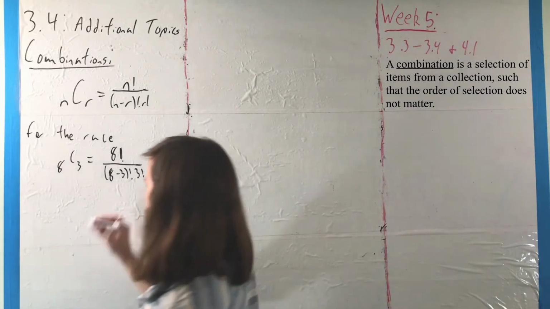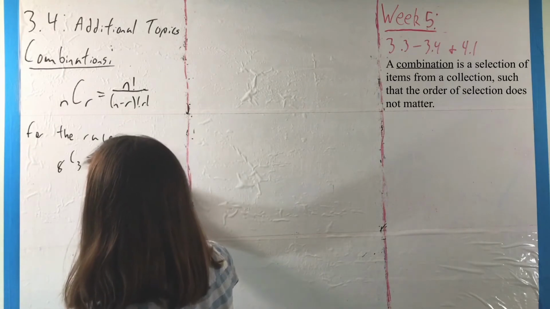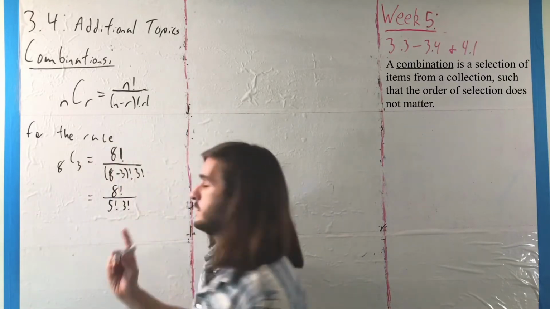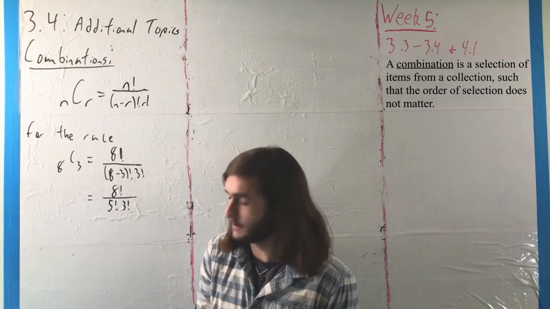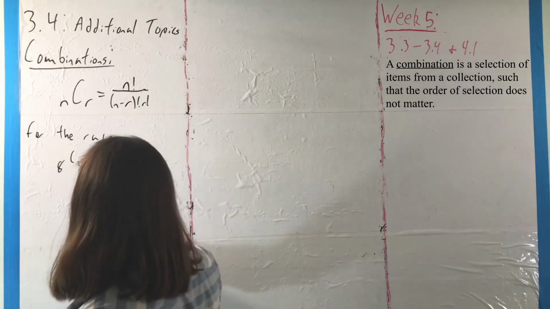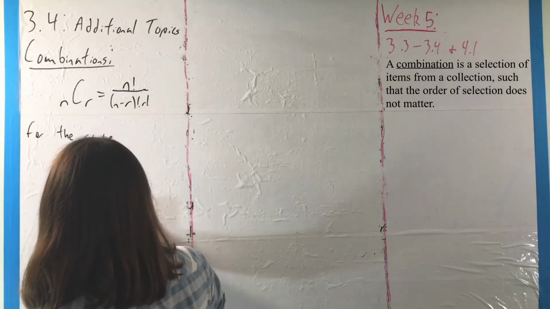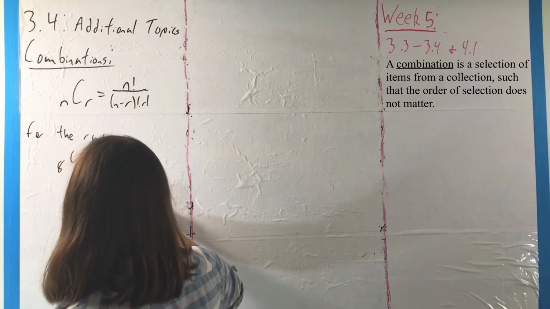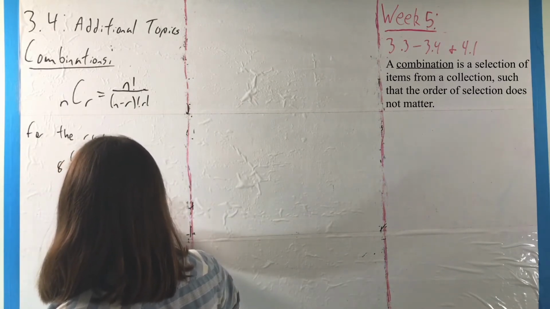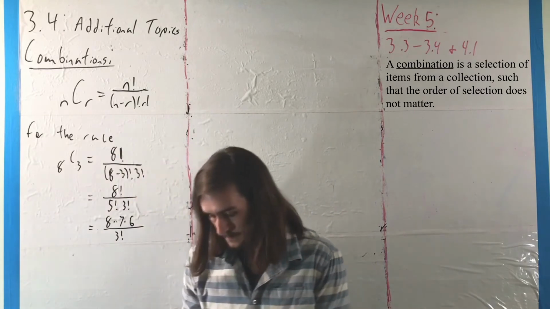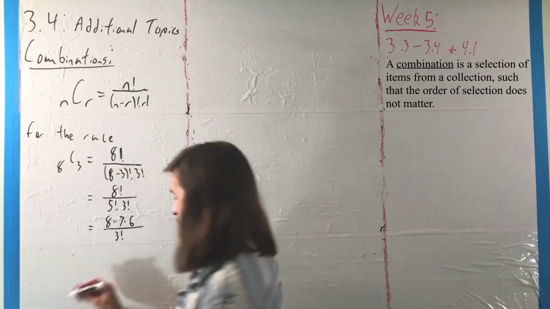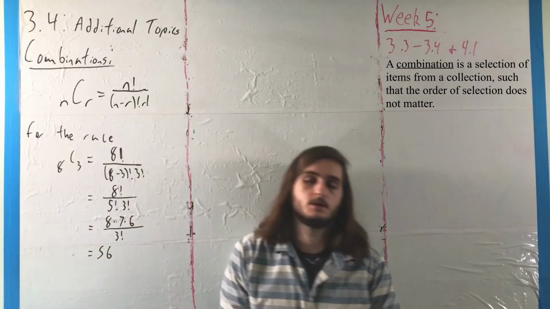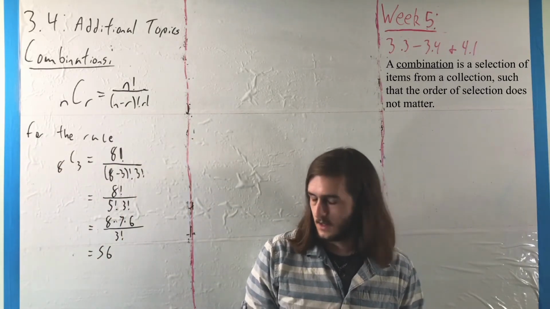And as a result, we would get 8 factorial over 5 factorial times 3 factorial, where the 5 factorial goes into the 8 factorial just like before, except this time we will have 8 times 7 times 6 over 3 factorial, which ends up being just 56. I'll leave you to check that 3 times 2 is 6. Hope you can get there.